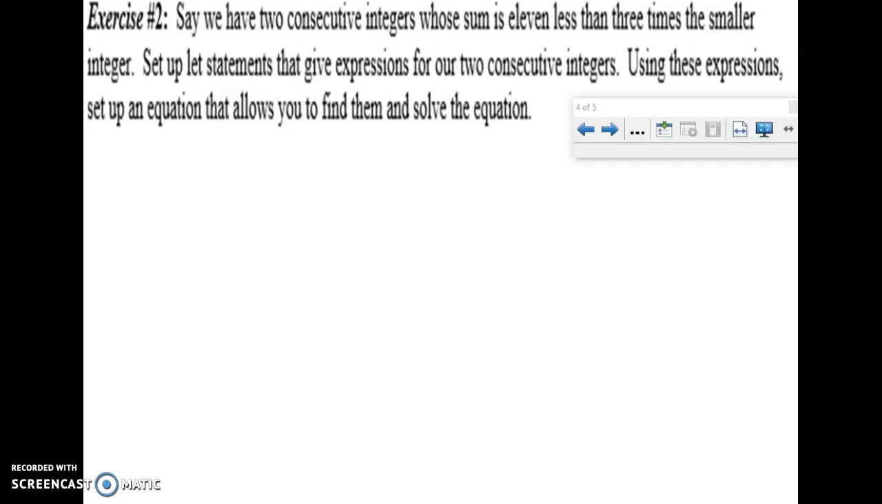So say we have two consecutive integers, just two numbers, whose sum is 11 less than 3 times the smaller integer. We want to set up let statements that give us the expressions for our two consecutive integers and then use these expressions to set up an equation that solves for them. So again, you can go ahead and guess and check. I'm going to go ahead through the process, and I think I'm going to beat you.